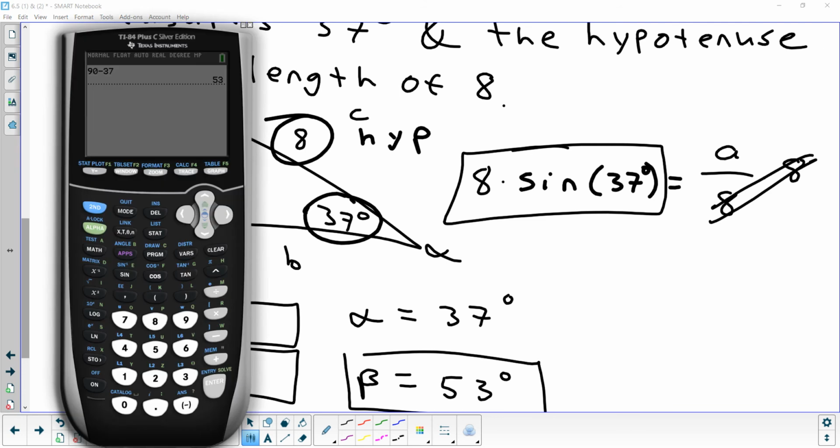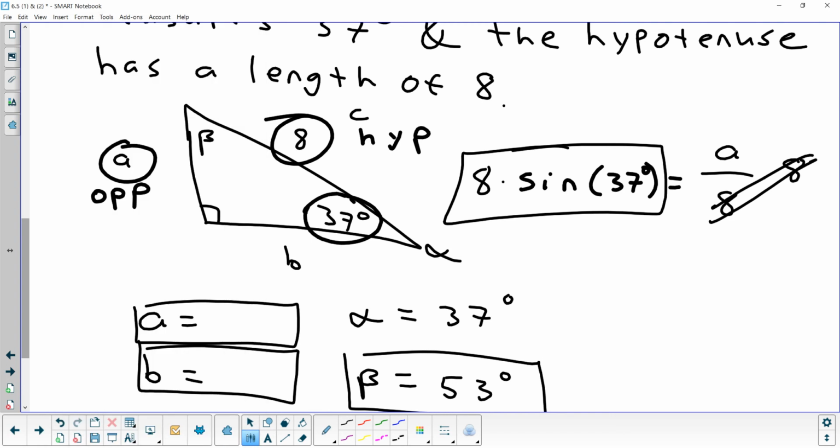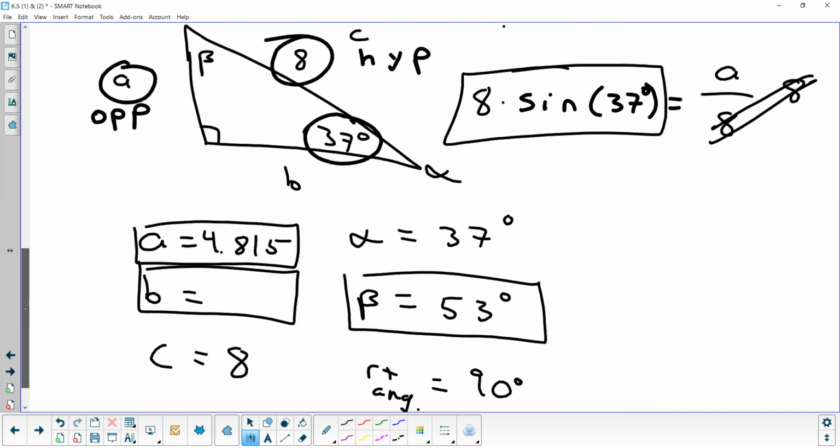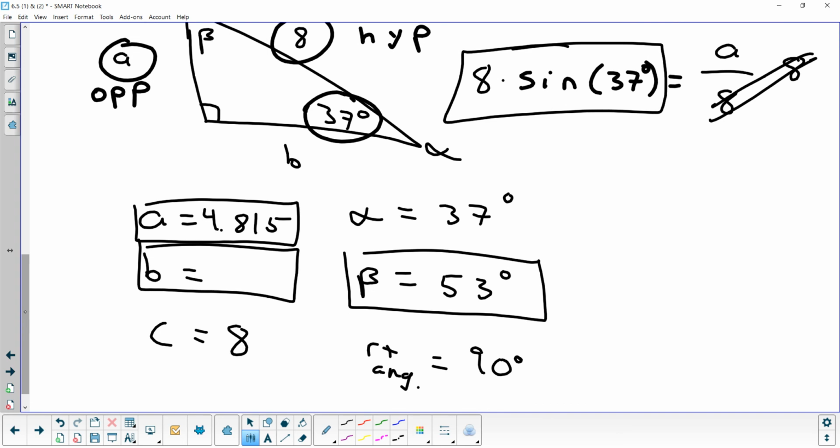We have to type that in. First of all, make sure you are in degrees, which I am. 8 sine 37. And that comes out to 4.815. So try that on your calculator. If you're not getting 4.815, something's wrong. If you are, then you're doing it correctly. Perfect. Questions on A?